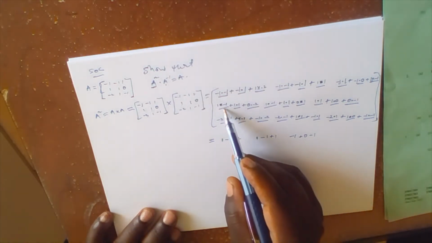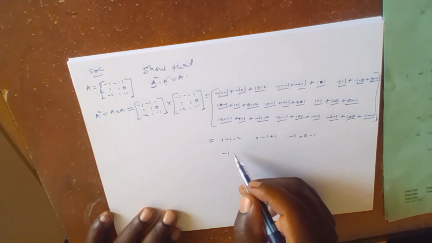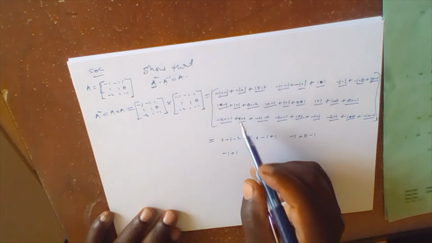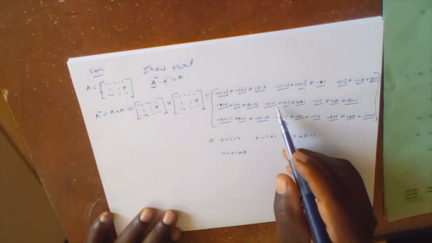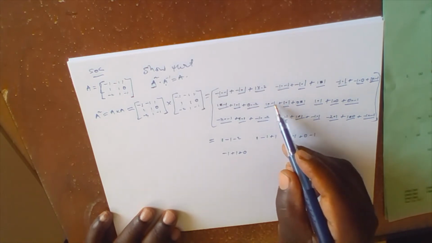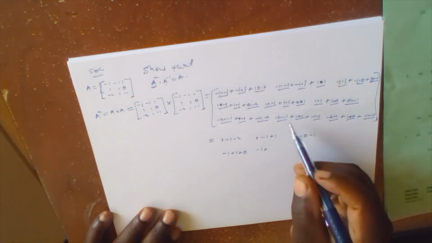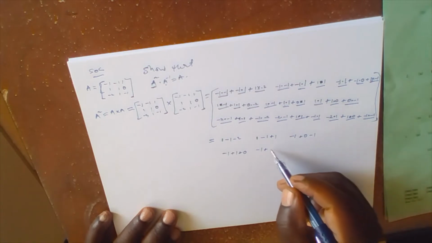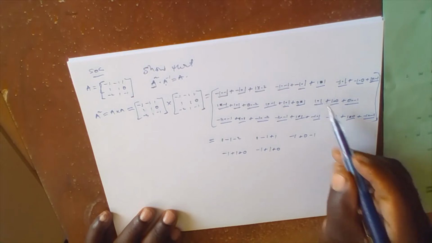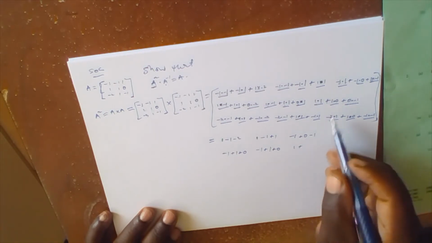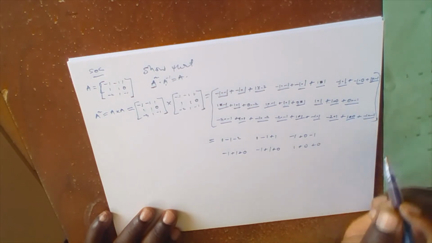The next row, 1 times negative 1, we have negative 1, plus 1 times 1, then 0 times that, plus 0. 1 times negative 1, negative 1, plus 1 times 1, we have 1, and 0 times 1, plus 0. 1 times 1, we have 1, plus 1 times 0, we have 0. 0 times negative 1, we have 0.